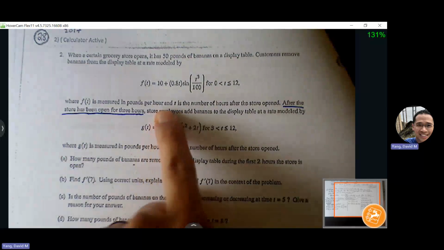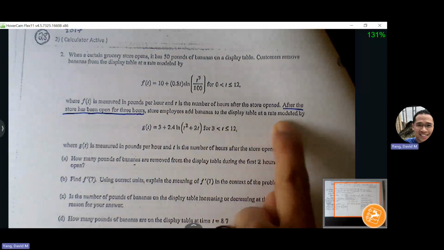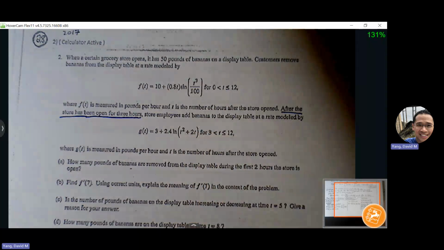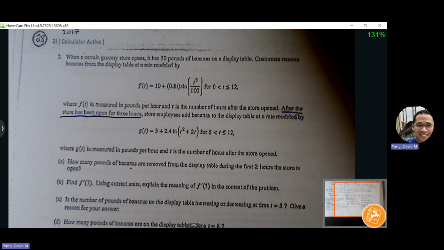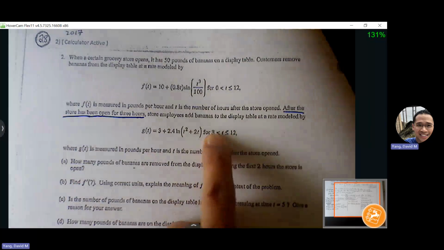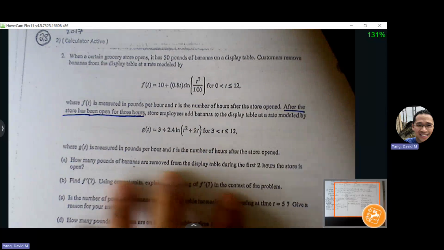After 3 hours, store employees add bananas to the display table at a rate modeled by G of T. So for the first 3 hours, we have the rate at which people are taking bananas off the stand as they're putting them in the shopping cart. But the replenishing is not going to happen until 3 hours in. Okay.